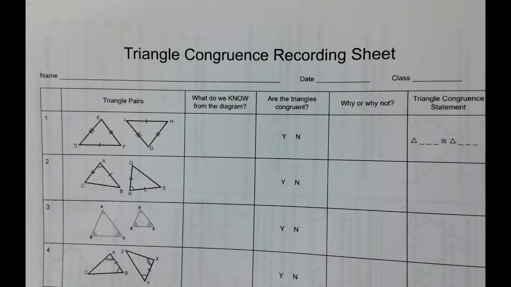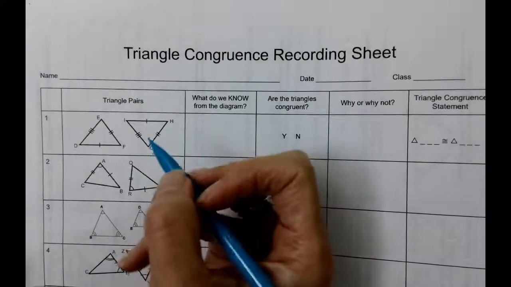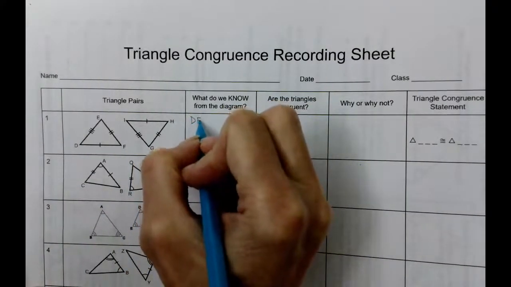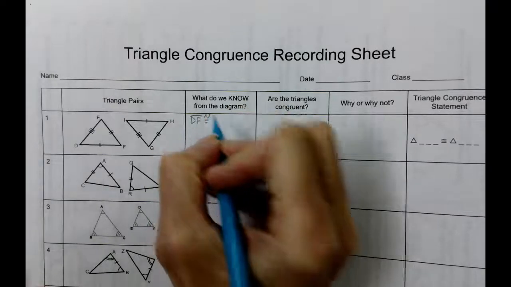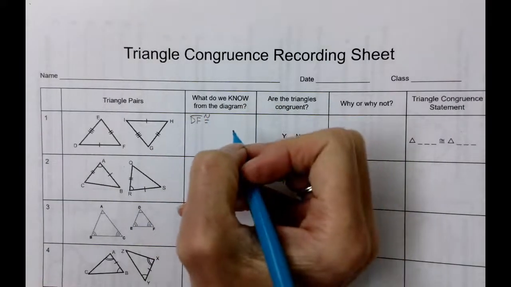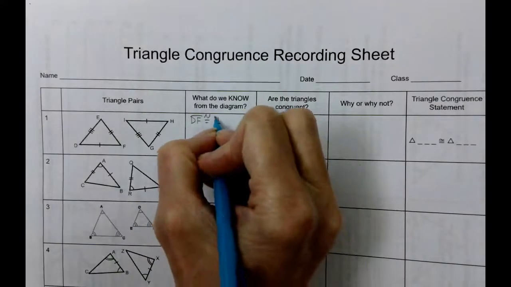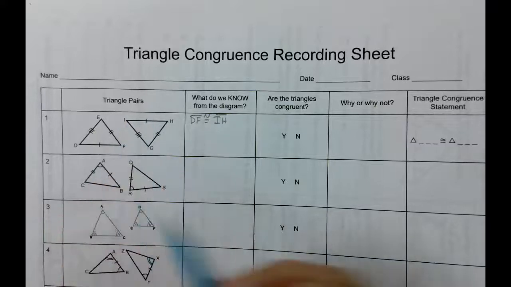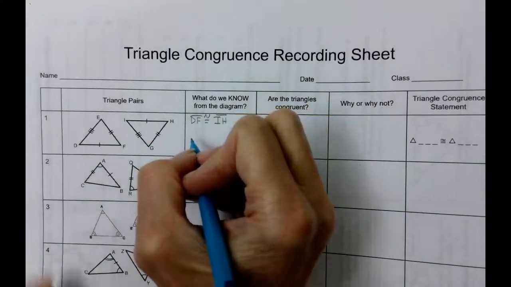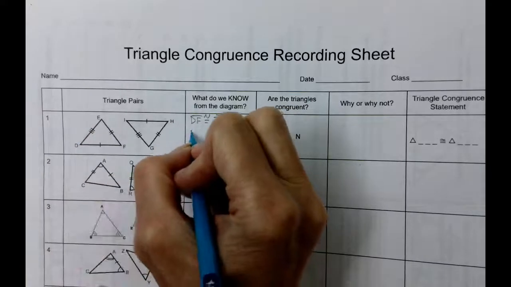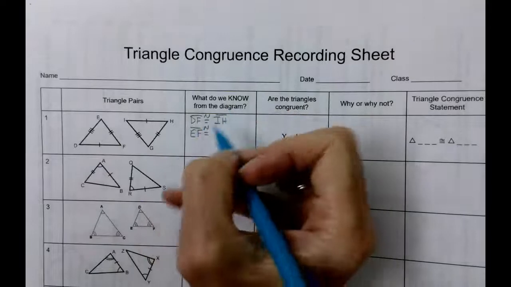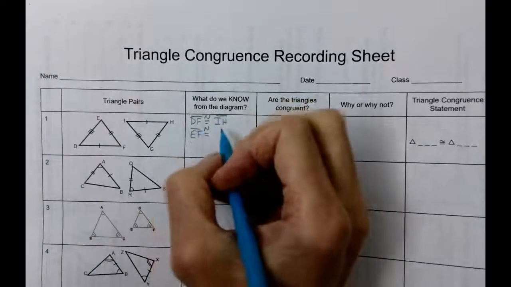And on the first problem here, what we see is that we've got side DF is congruent to side IH because they have one tick mark. We have side EF is congruent to side HG.